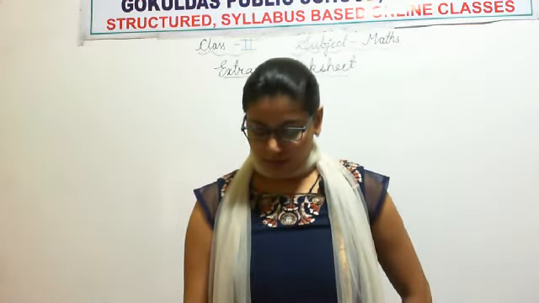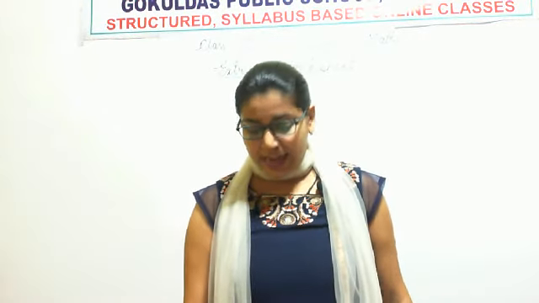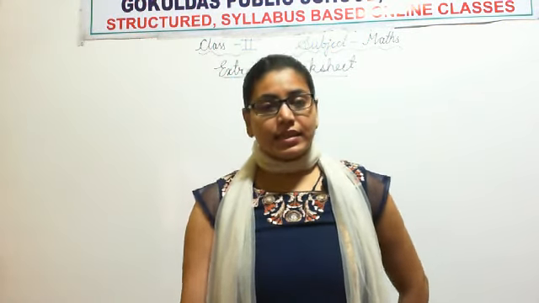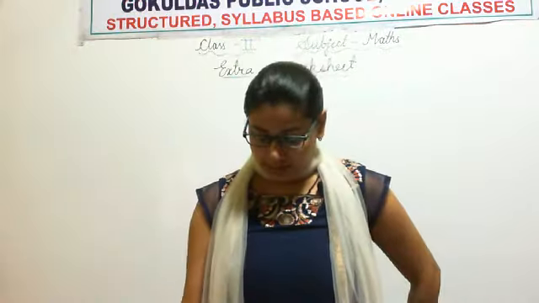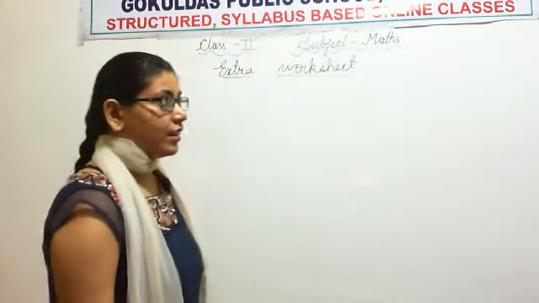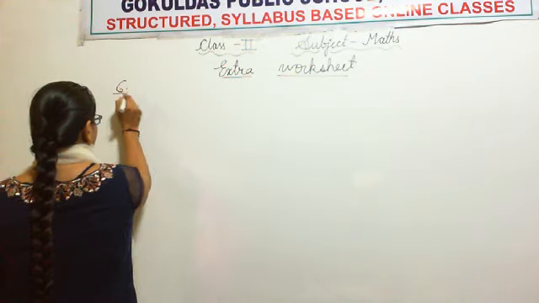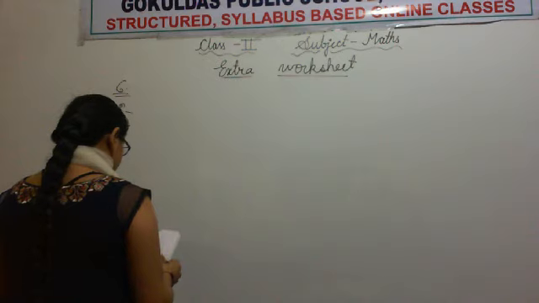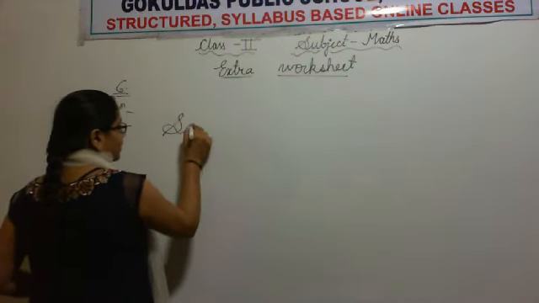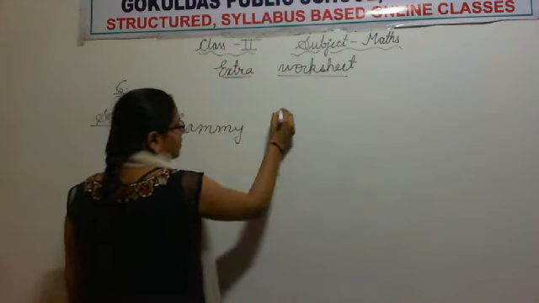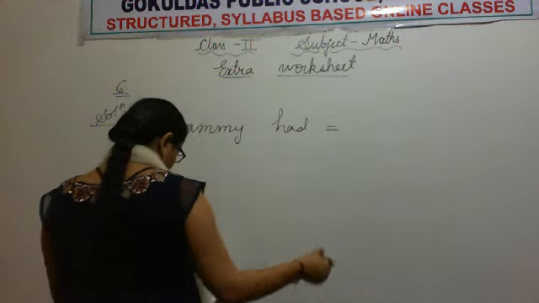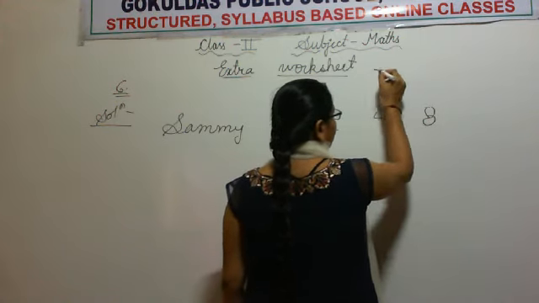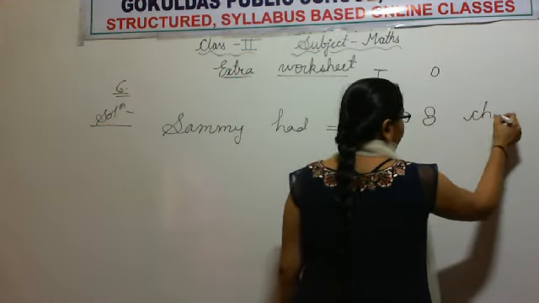See, there is a person Sammy. He had 48 chocolates. Now he gave some chocolates to his sister. He gave 19 chocolates to his sister. Now how many chocolates are left with him? Let's see. Let's solve the question. Initially, Sammy had how many chocolates? Sammy had 48 chocolates.